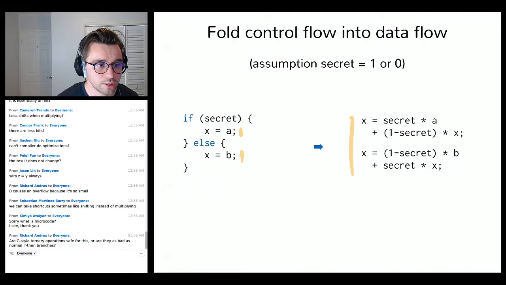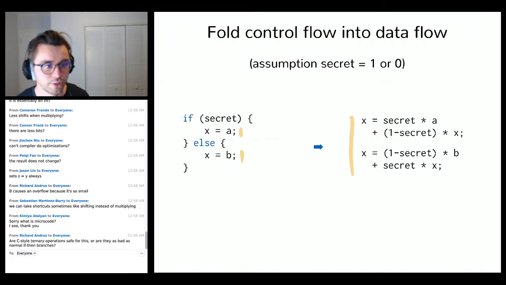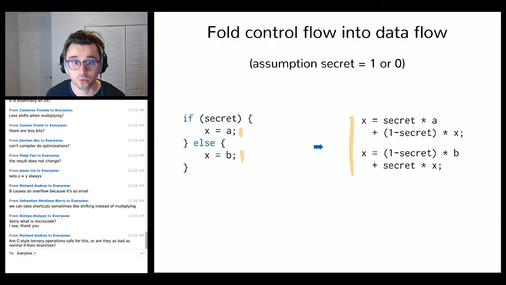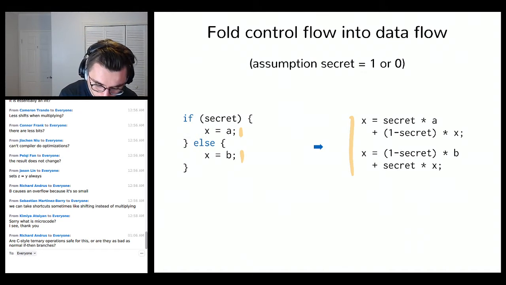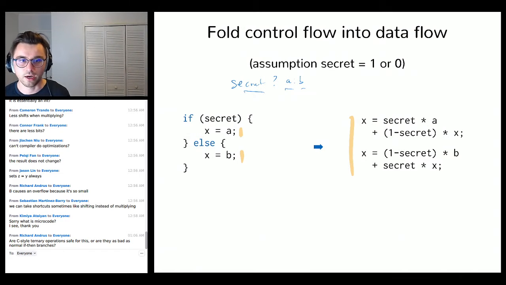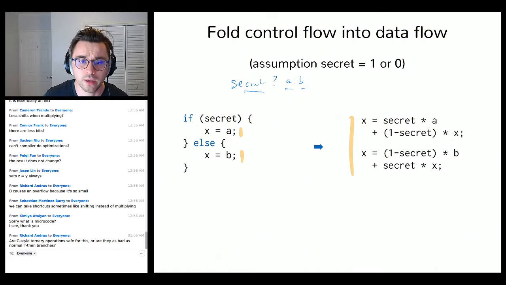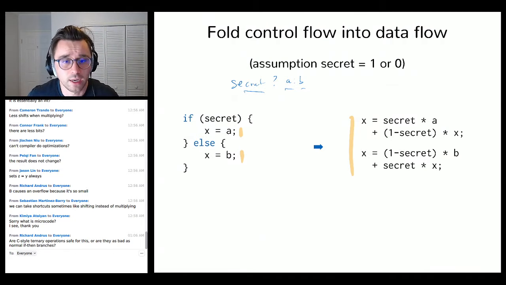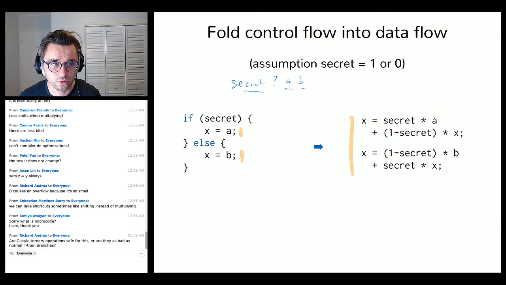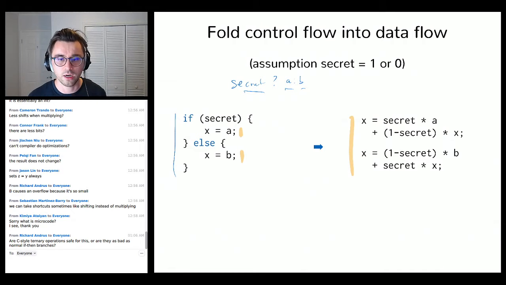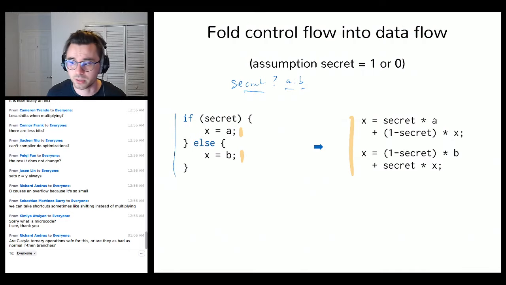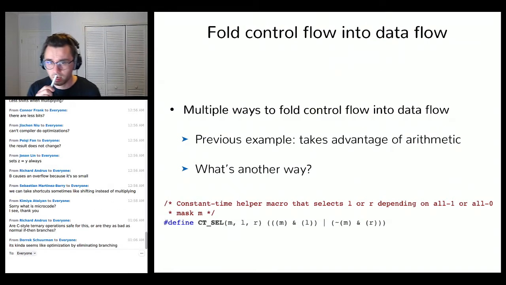So the question is, are C-style ternary operations safe for this, or are they just as bad as normal if-then branches? Ternary operators, for folks who may not have seen them, would be, say, secret, question mark, A, B, and this will give you A or B depending on a secret. It's essentially a way of doing if statements as expressions. They are as bad, since they typically get translated into the equivalent if statements that have jumps, and that would leak through the cache. Okay, so how do we?